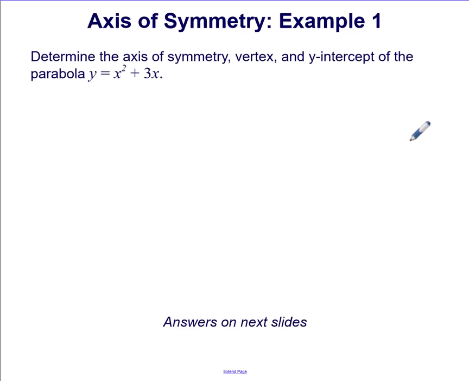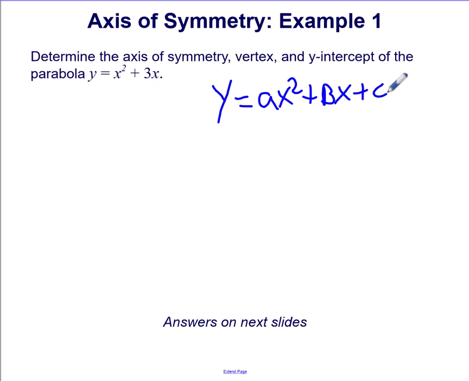Example number 1. Determine the axis of symmetry, the vertex, and the y-intercept of the parabola y is equal to x squared plus 3x. Recall that the general form of any quadratic equation is y is equal to ax squared plus bx plus c.